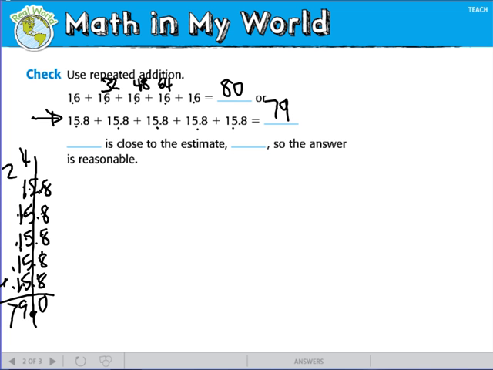You cannot multiply it because we're checking our multiplication, which is why we are adding it. So 79 is close to the estimate 80, so the answer is reasonable.